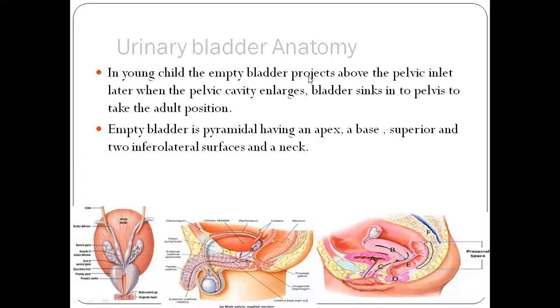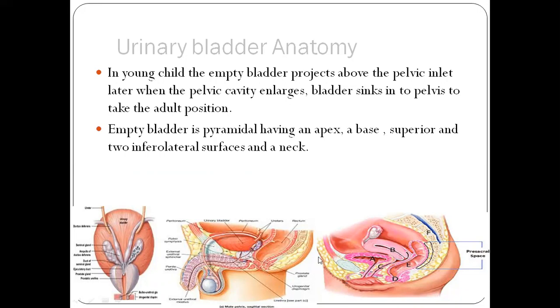In a child, the empty bladder projects above the pelvic inlet. In a young child, the bladder is present above the pelvic inlet. When the pelvic cavity enlarges, the bladder comes down and takes its ultimate position. So the empty bladder is pyramidal, having an apex. I already told you this is the apex, which is behind the pubic symphysis, and the base is at the back.